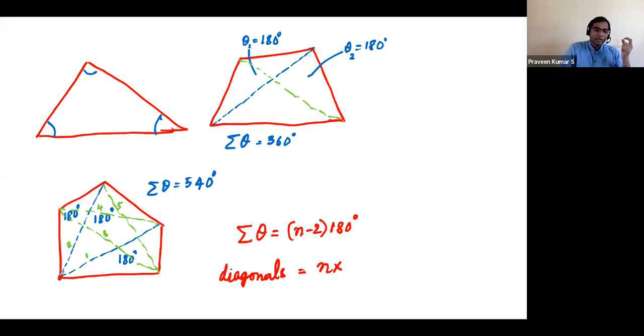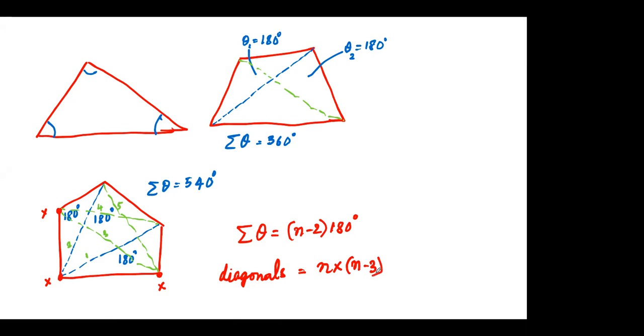If you are starting from here, you can't draw a diagonal to this place, you can't draw a diagonal to this place, and you can't draw a diagonal to this place. So how many diagonals can you draw? You can draw n minus 3 diagonals. Am I right? Yes, sir.